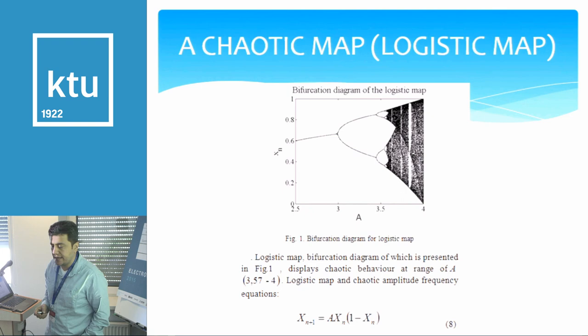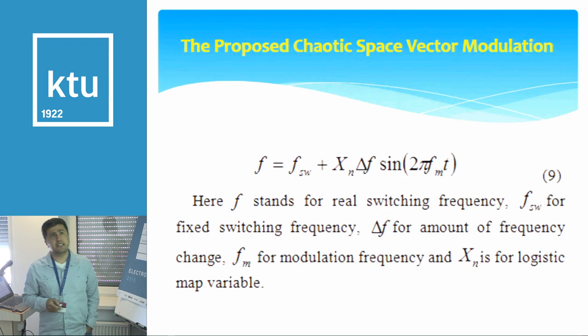The proposed chaotic space vector modulation frequency formula is this. F is the real switching frequency, FCV is the fixed switching frequency, delta F is the amount of frequency change, FM is the modulation frequency, and XN is a parameter coming from our chaotic map, the logistic map here. It changes the frequency of the inverter.